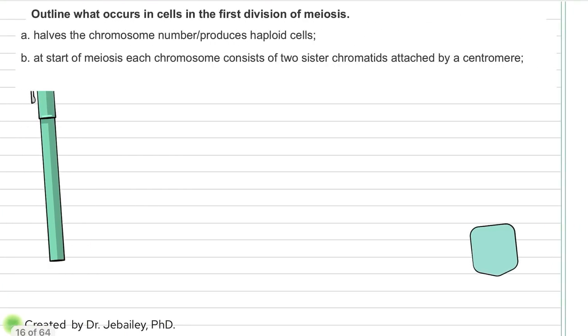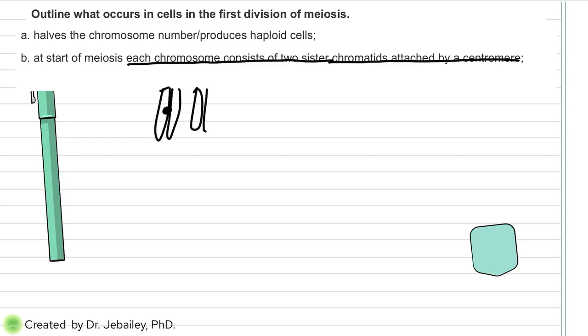Next, at the start of meiosis, each chromosome consists of 2 sister chromatids attached by a centromere. So this is the homologous chromosome that I was saying. You have here a sister, and here you have another sister. And these sisters are together. So basically you have 2 sisters, 1, 2, and they're connected, each one by their centromere right here in the middle.